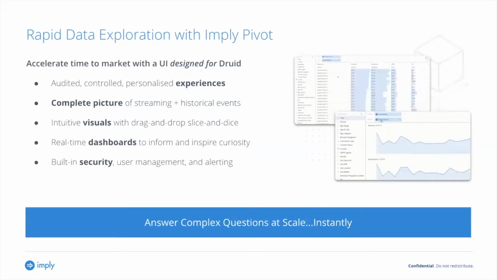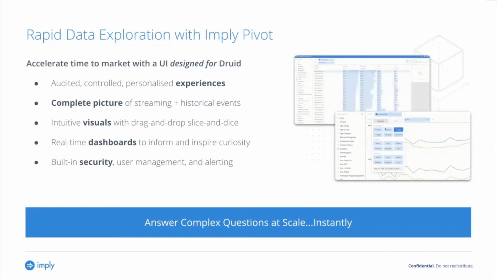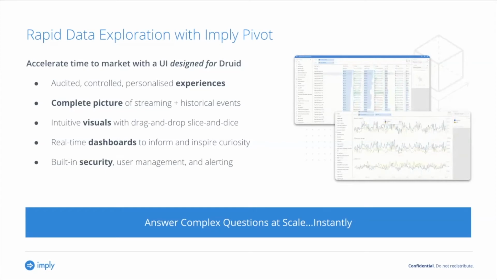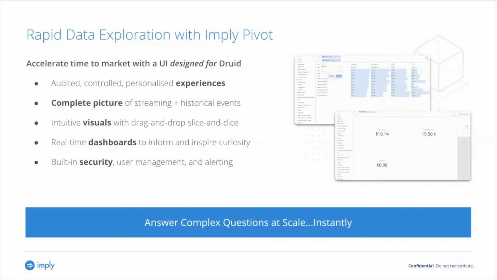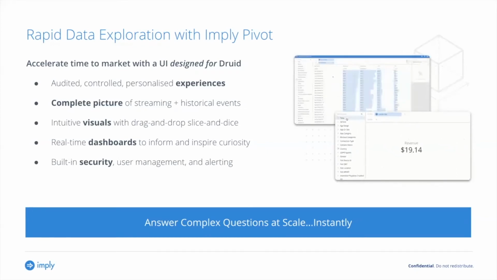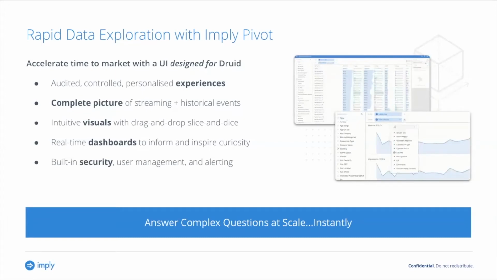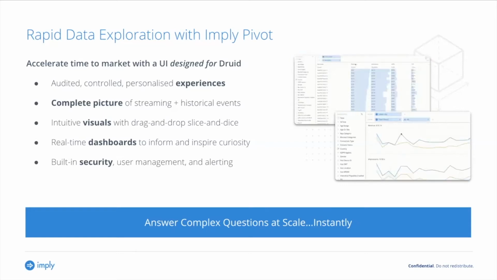And Imply Pivot is our user interface that is specifically designed to run on top of Druid. It allows you to have audited and controlled personalized experiences. It allows you to have a complete picture of streaming and historical events. It's got intuitive visuals with drag and drop, slice and dice. It's got real-time dashboards to inform you and inspire curiosity. And most importantly, it's got built-in security for user management and alerting. So therefore, you can answer complex questions at scale instantly.